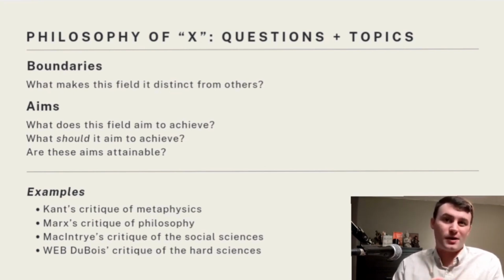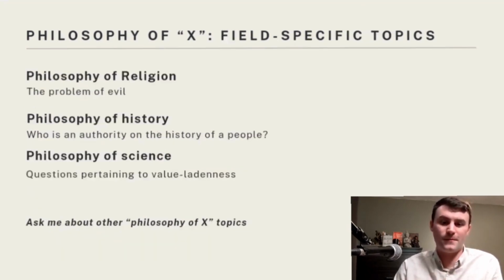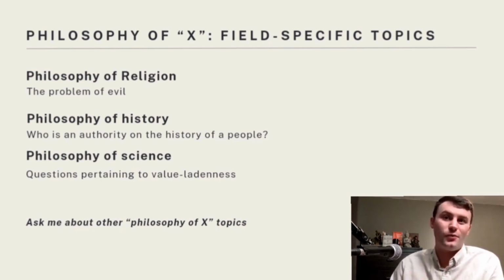But whenever we're talking about the philosophy of X, it's important to understand that for any field you want to analyze philosophically, there are bound to be problems and questions that are special or unique to that particular field. So, for example, in the philosophy of religion, you have questions pertaining to the nature of God. You have the problem of evil. In the philosophy of history, we might ask who should be considered an authority on the history of a people.